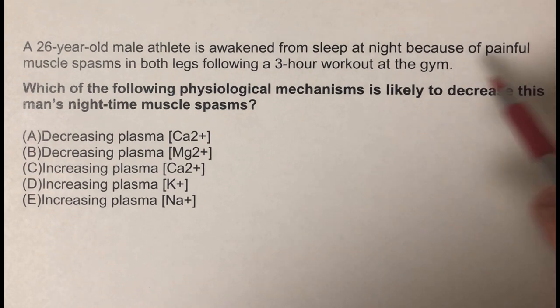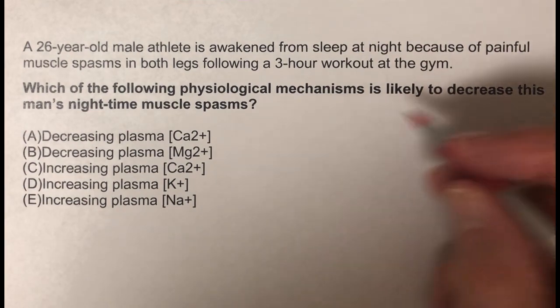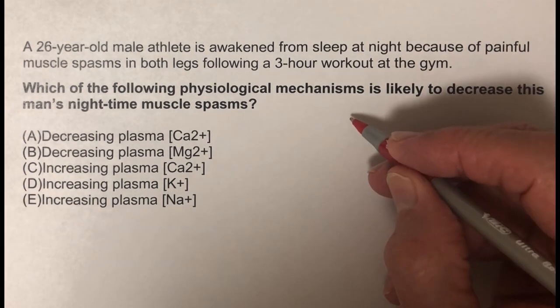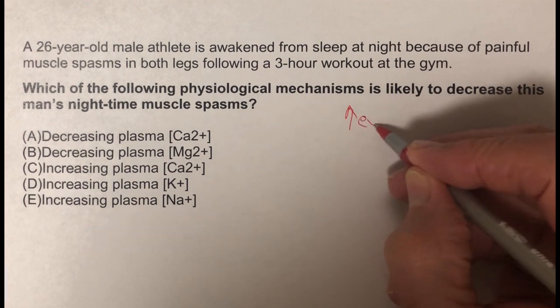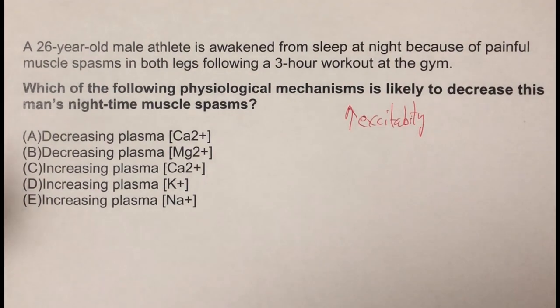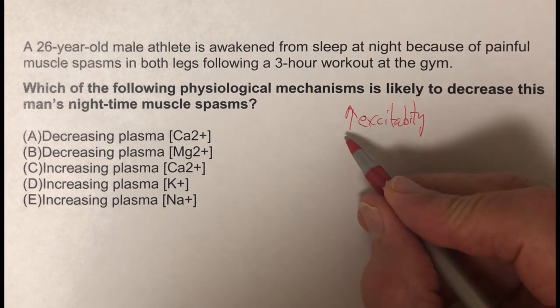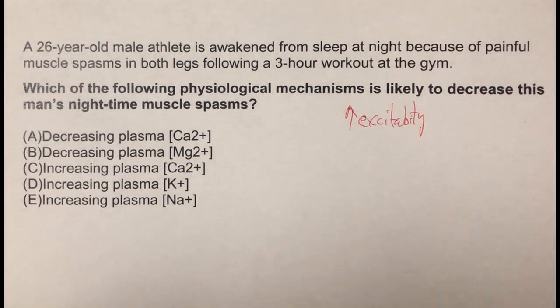So the first step is to just ask, what's a muscle spasm? A muscle spasm is a high excitability state, isn't it? Increased excitability. When we have a spasm, it can be very painful because the muscle contracts and doesn't relax. That's what a spasm is. So we're having high excitability. So we want something that's going to decrease the excitability of the neuromuscular junction, either the nerve, the motor neuron, or the muscle, or both. So let's see our choices.